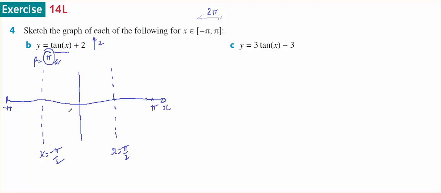Normally my tan curve would go through like this, and it would go through at 0, 0. Because it's been moved up 2, it's now going to go through at 0, 2. But it's still going to be asymptotic. It's going to approach that asymptote. But that's going to cut through at 2.